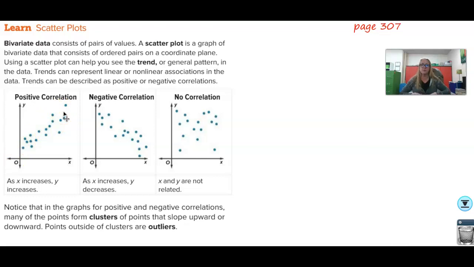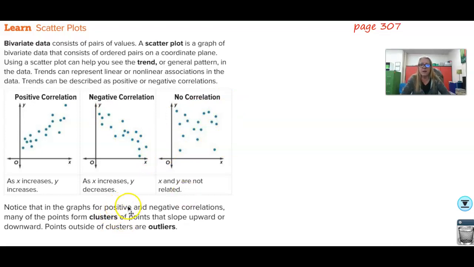Now let's think about what we know about slope. Isn't this a positive slope here? Isn't that what that would be? Wouldn't this be a nice negative slope? And then this is no correlation. The two things are not related at all, okay?